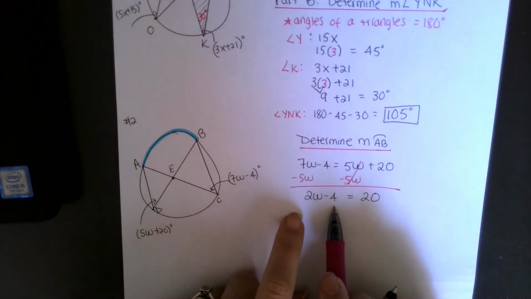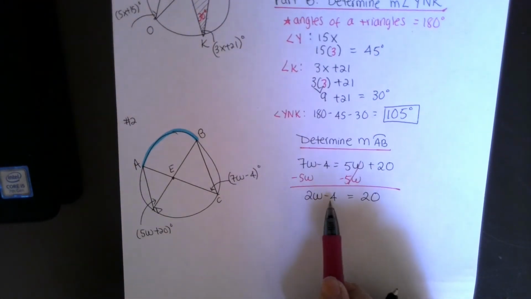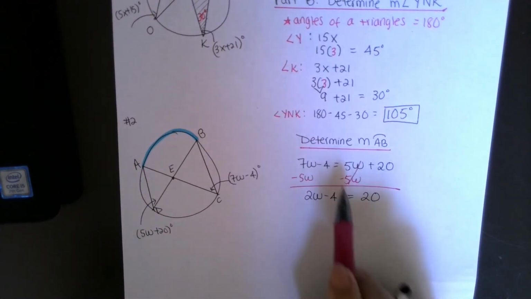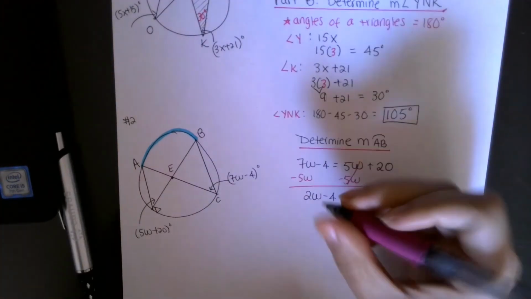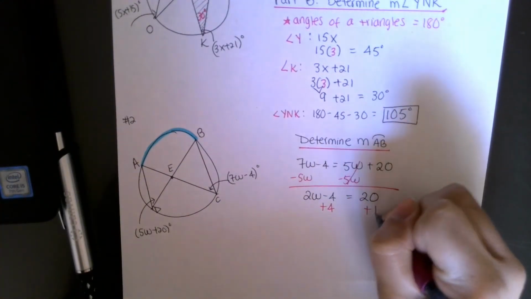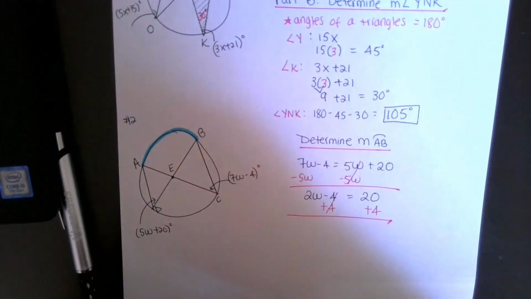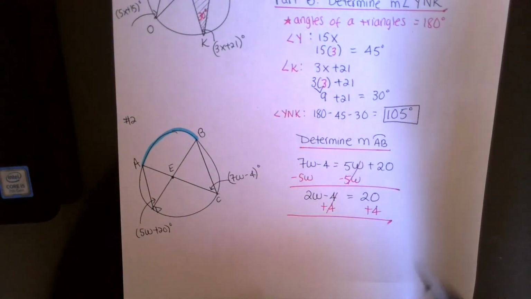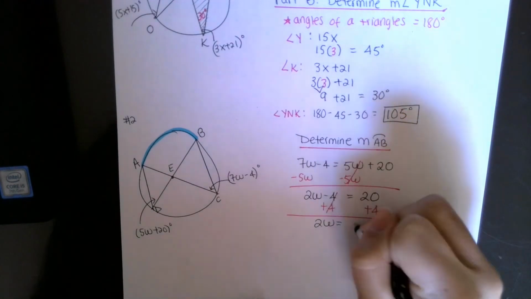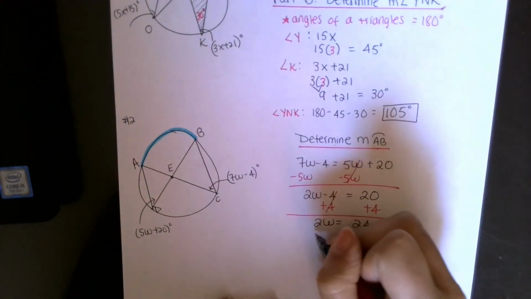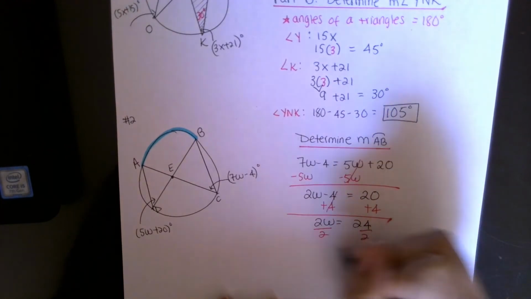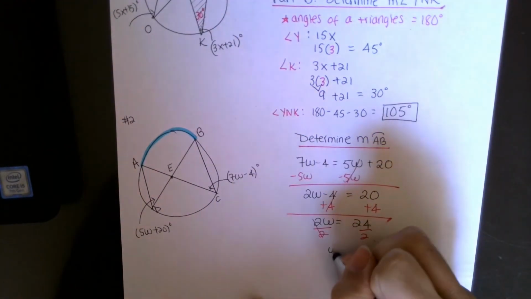Now you have your two-step equation. Near w, I have the negative 4. Always take care of that first. Always take care of addition or subtraction. So opposite operation, we're going to add 4. So we have 2w equals 24. And the last step is we're going to divide by 2, because it's being multiplied, so the opposite will be dividing. So w is equal to 12.